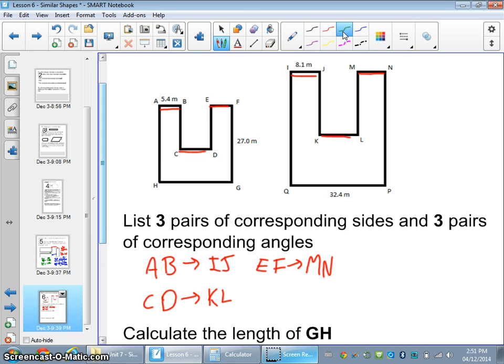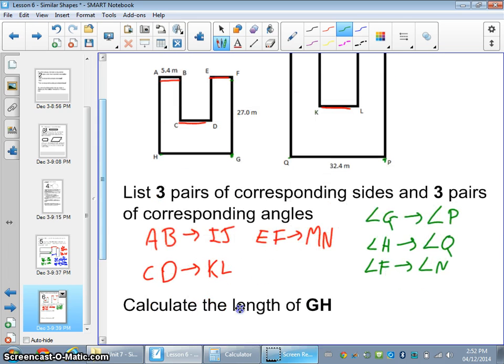Okay, and how about angles? Well, let's start down here. Angle G and angle P are corresponding. This one here, H and Q, same thing. Angle H, angle Q. And one more, let's go to the top, N and F. So angle F and angle N are corresponding. So again, it's pretty easy to identify, but it's just a good skill to have to be able to pick out, okay, this one and this one are kind of in the same spot.